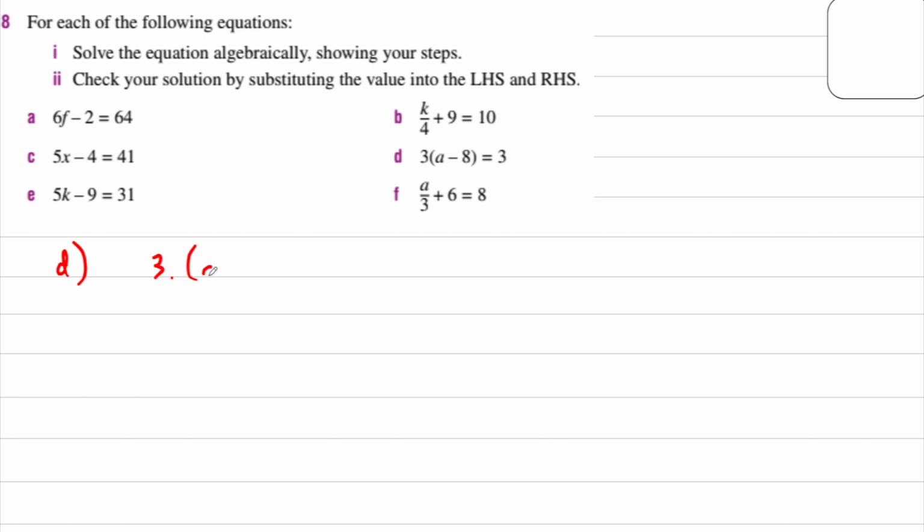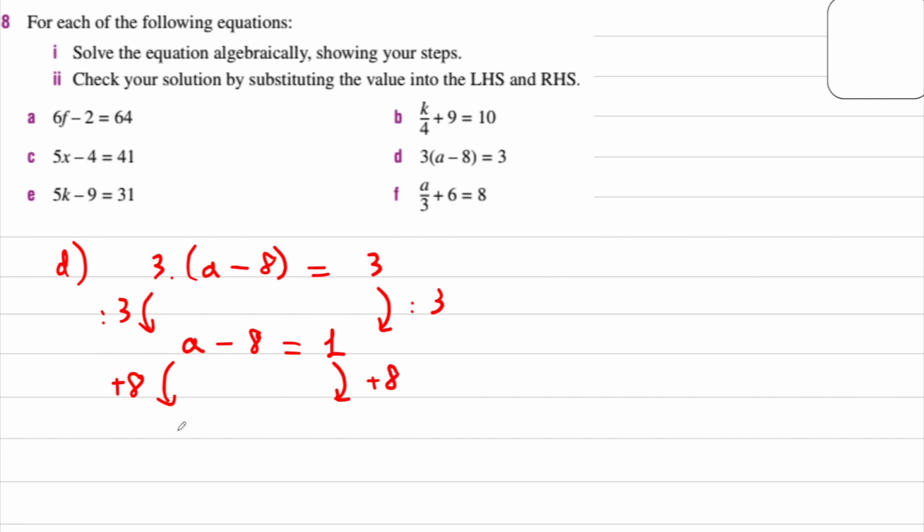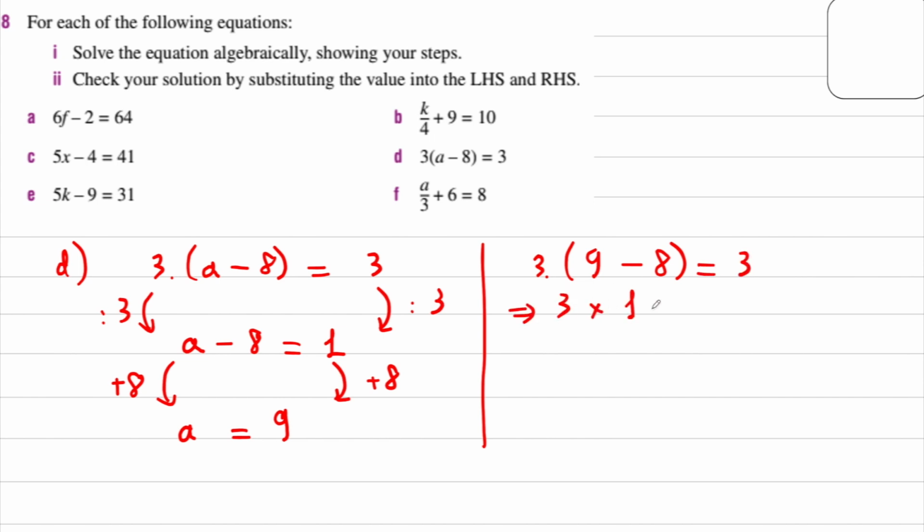Here you have 3 times the bracket a minus 8 on one side and the other side will be 3. So multiplied by 3, divide by 3, you get a minus 8. 3 here, divide by 3. This will be equal to 1. And from here, I will add 8 to both sides. a equal to 1 plus 8 equal to 9. And after that, we get 3. 9 minus 8 equal to 3. And then 3 multiplied by 1 equal to 3. That's it. We finish this question.